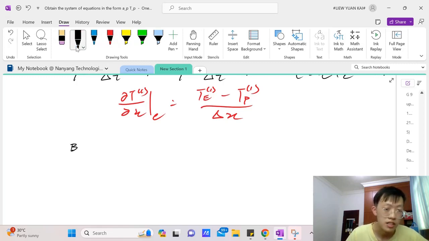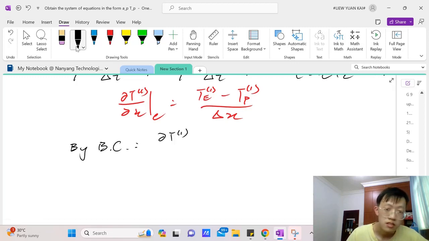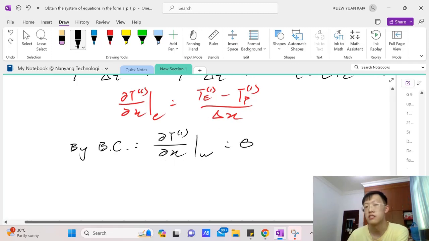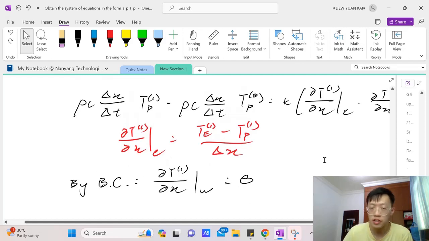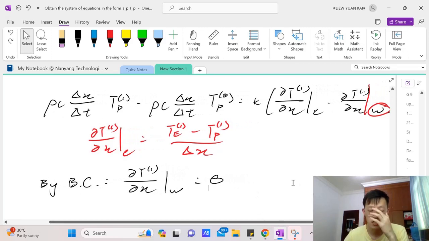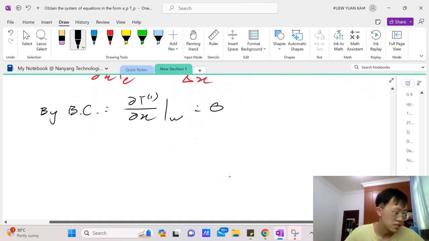So let me just write down what they say. By the boundary condition, they told us the first derivative at that end is zero. You can go back to the question paper and have a look. So this is what we're gonna use. We don't need to do the immediate right minus immediate left. They've already told us the first derivative at the boundary is just zero. So we're gonna straight away plug in zero into this term. Now we can plug these two things in and continue simplifying this equation.